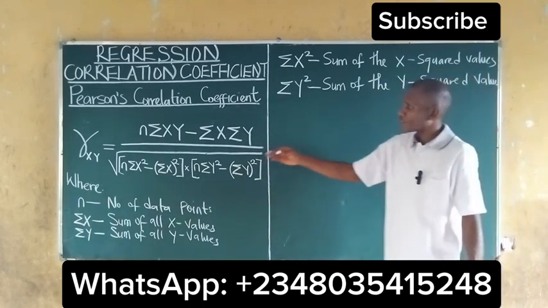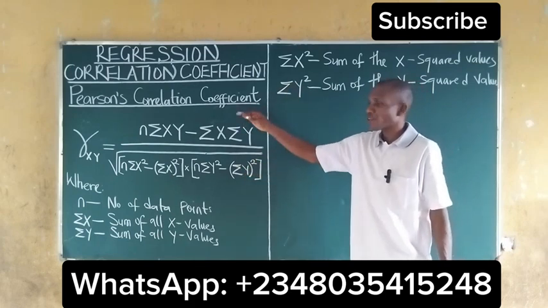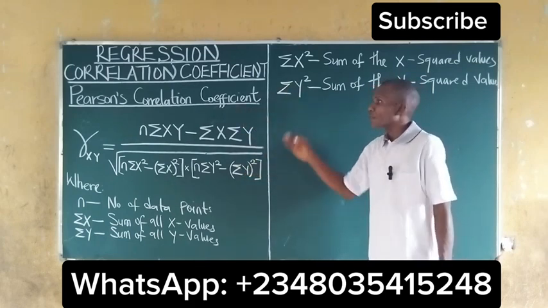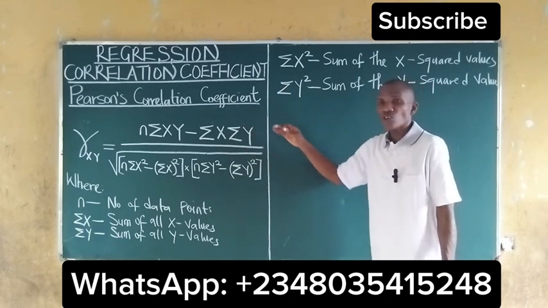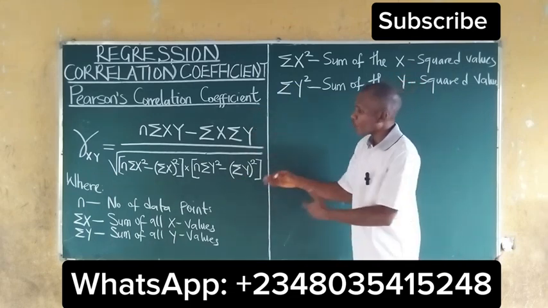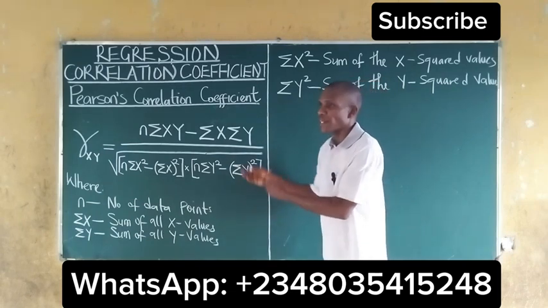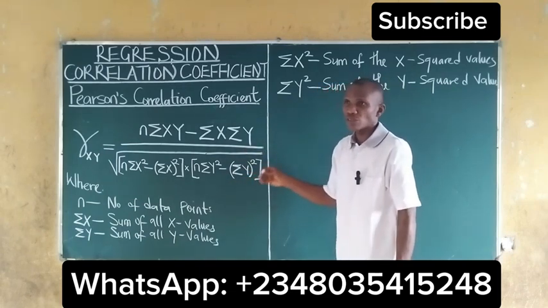So this is just the definition of the Pearson's correlation coefficient, or the Karl Pearson correlation coefficient. And this is what you can use in computing any table that is given to you.